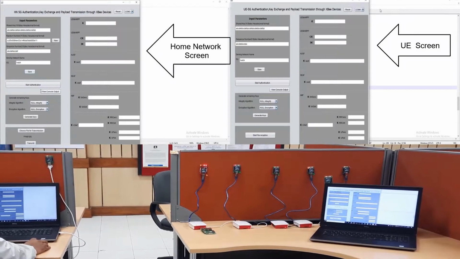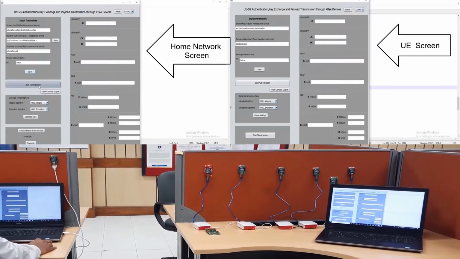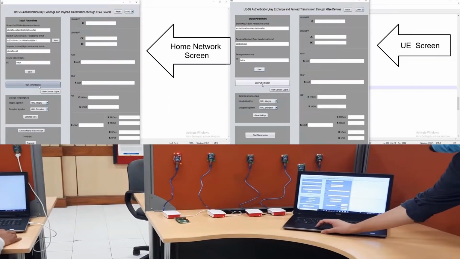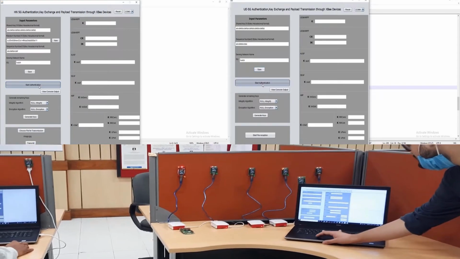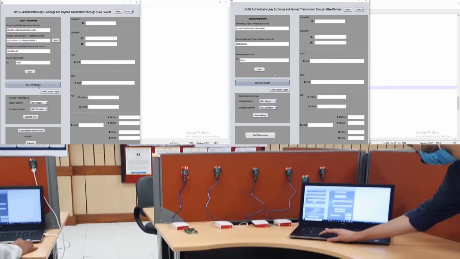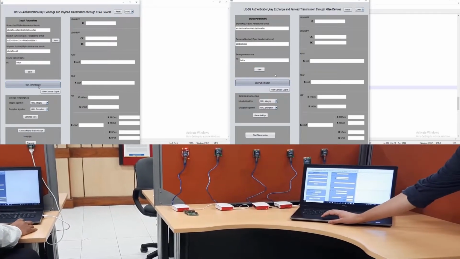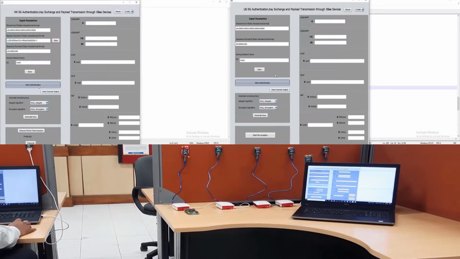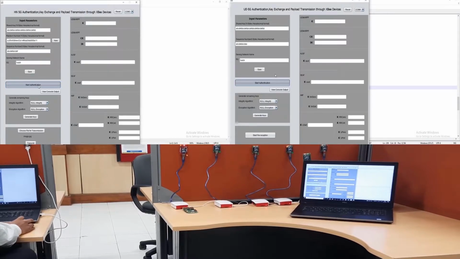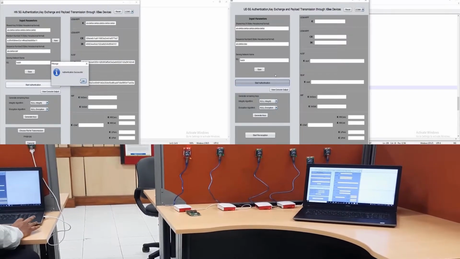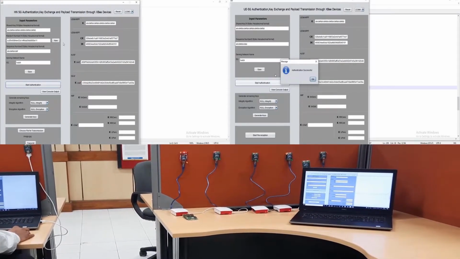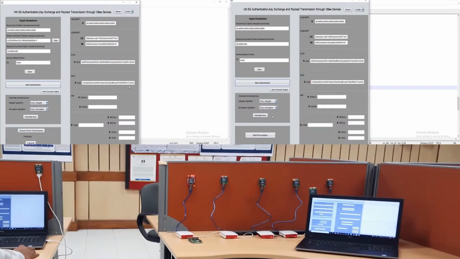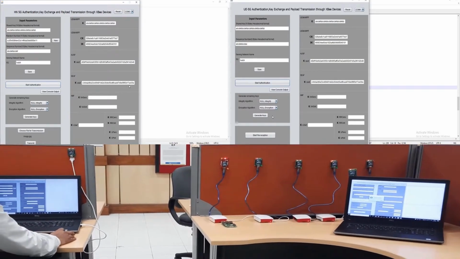Now we will start the authentication procedure. The authentication procedure is started. As the authentication procedure is going on, after it the keys will be generated. We can see that all the keys are generated in the home network, and similarly on the UE side.